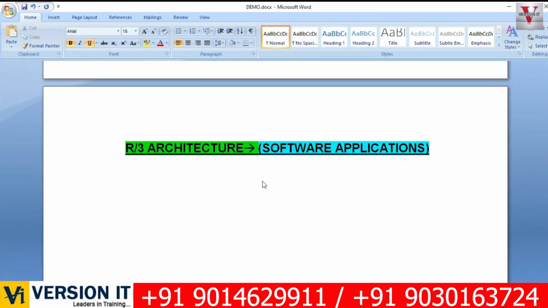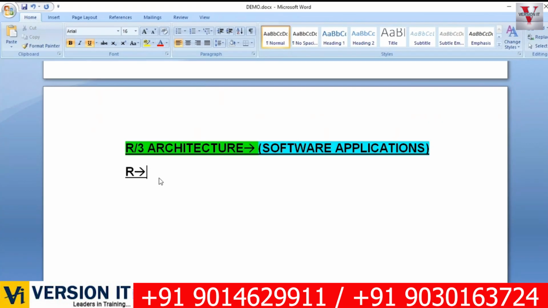So before anyone does or learns any administration session, it becomes very important for everyone to understand the architecture of the system, right? So the moment you look at this R3 architecture, what does strike in your mind? What does R stand for? Guys, I'm explaining the things.